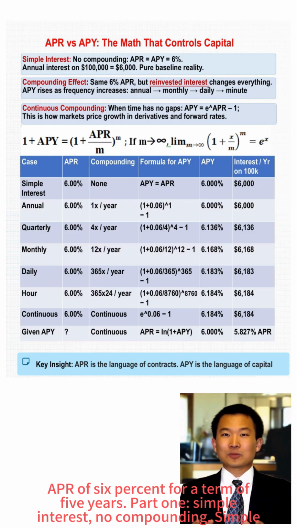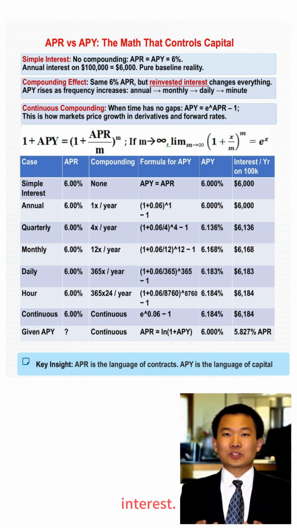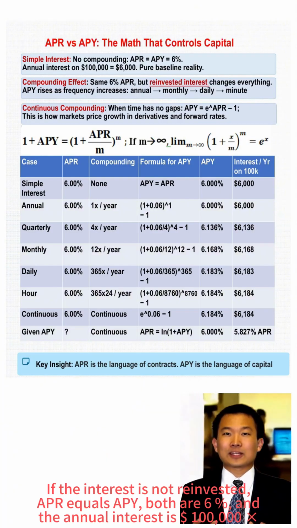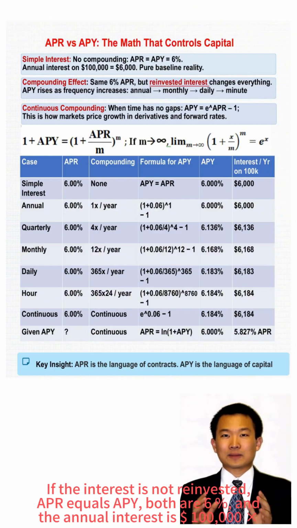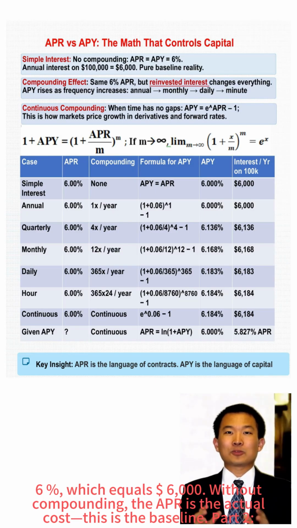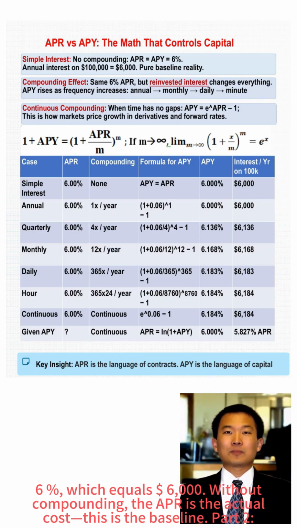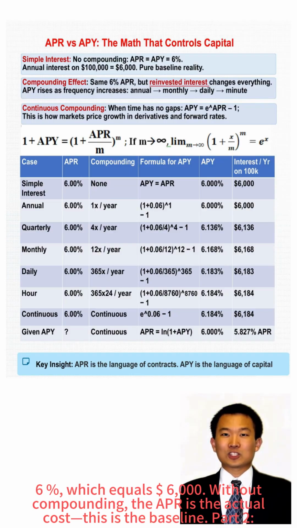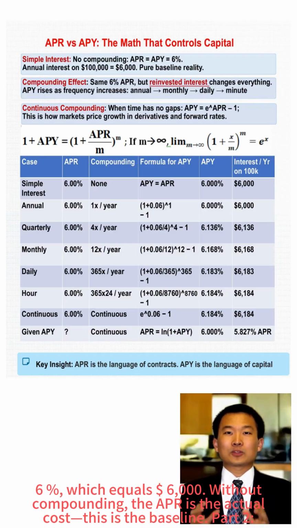Part 1. Simple interest, no compounding. If the interest is not reinvested, APR equals APY. Both are 6%. And the annual interest is $100,000 times 6%, which equals $6,000. Without compounding, the APR is the actual cost. This is the baseline.